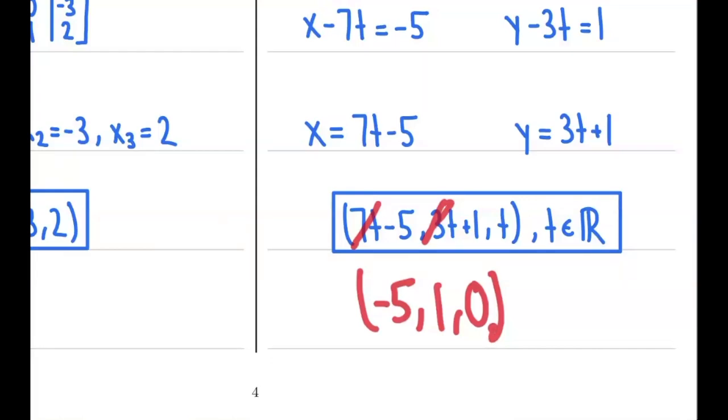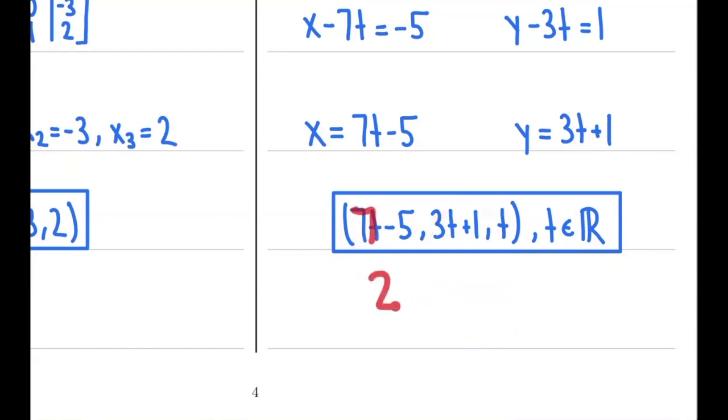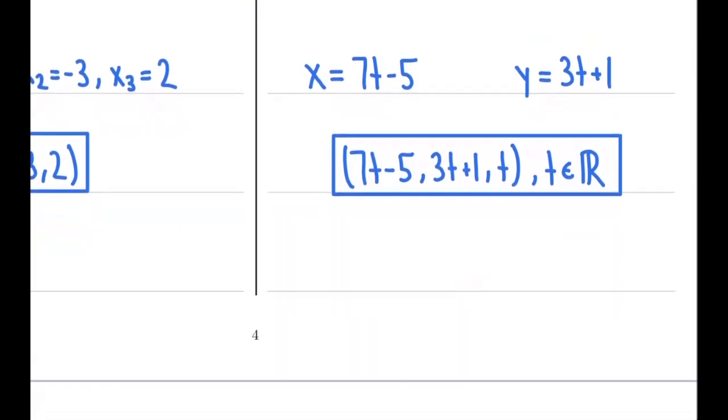That's a particular solution. And if t equals 1, you have 7 minus 5, so 2, and then this is 3 plus 1, that's 4. So 2, 4, 1. That's another solution when t equals 1. How about them apples? Yep.